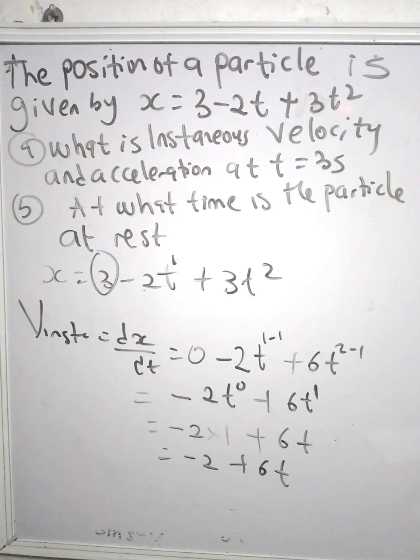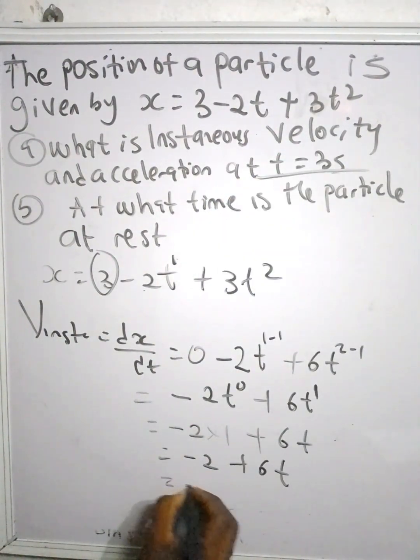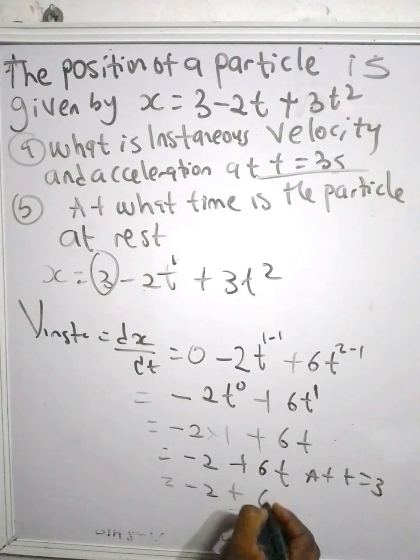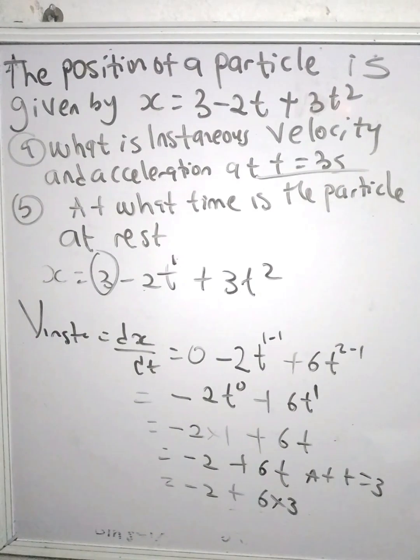Now, we are told that t is 3 seconds. It's very simple, just input 3. That's minus 2 plus 6 times 3. 6 times 3 is 18. Minus 2 plus 18. Minus means that you are owing the person 2 naira and you have 20 naira. If you give the person the 2 naira back, you still have 16 naira left. That's going to be 16 meters per second, because the unit for velocity is meters per second. Do you get it now?